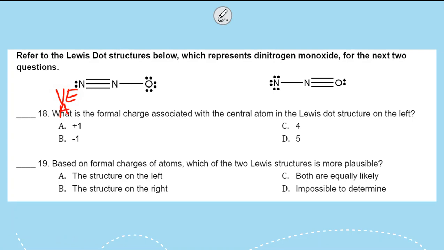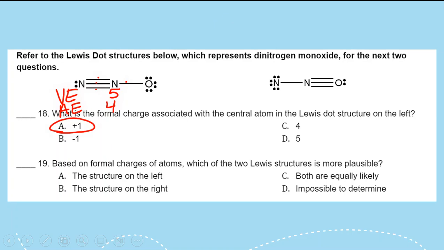Valence minus assigned electrons. So for our middle one, what's the valence for N? 5. Good. This is 1, 2, 3, 4. So 4 are assigned. Remember, a bond only counts as 1, and each dot counts as one individual one as well. So 5 minus 4 means the formal charge is +1. Very good.